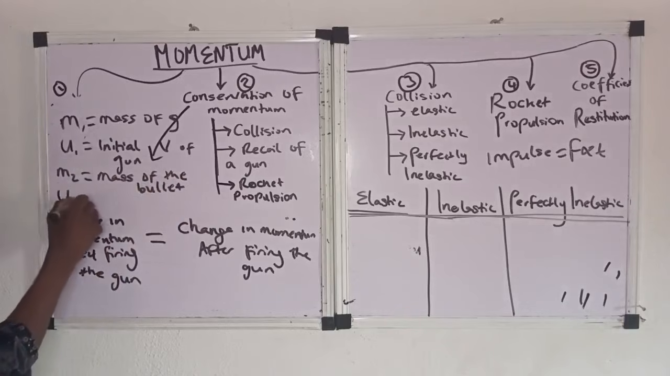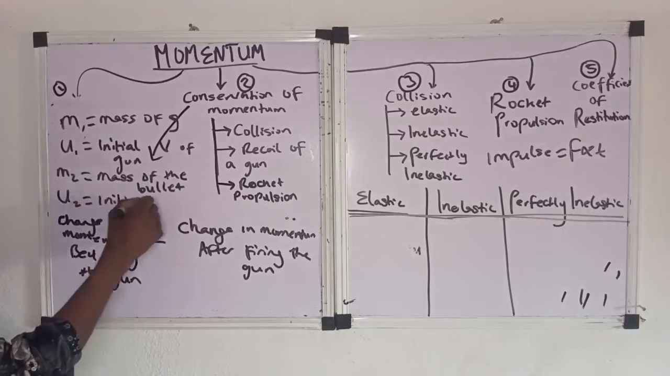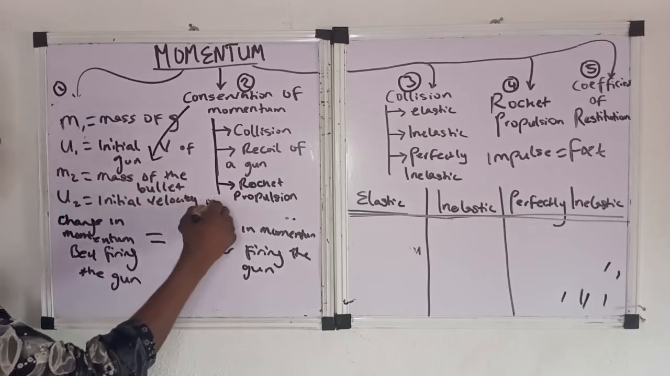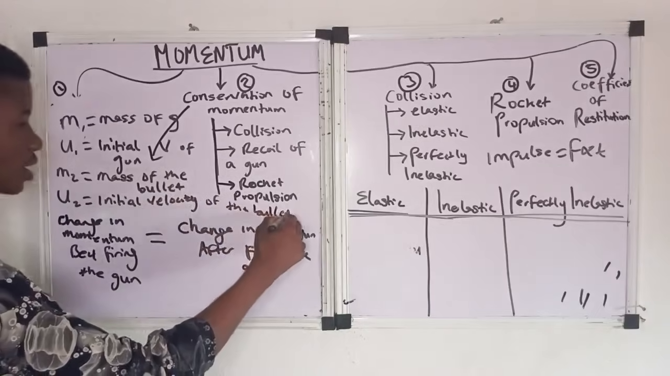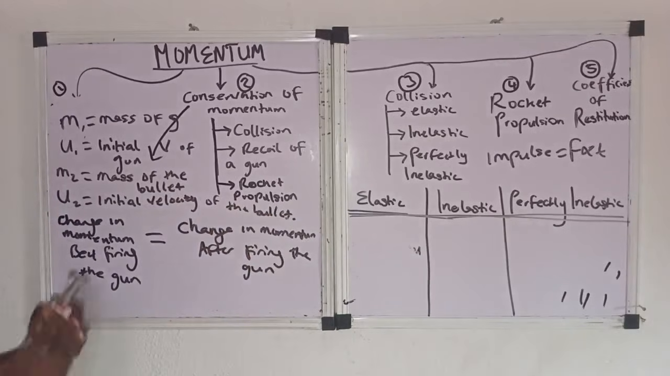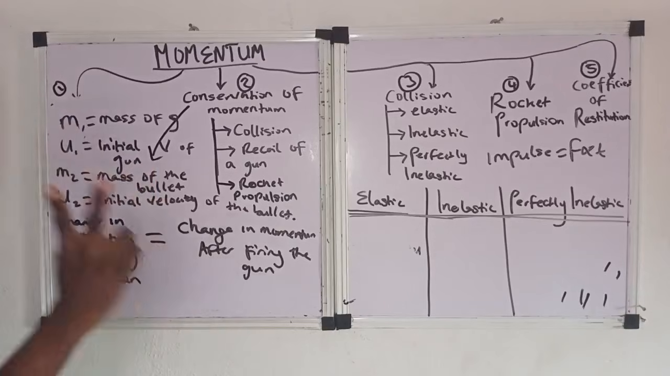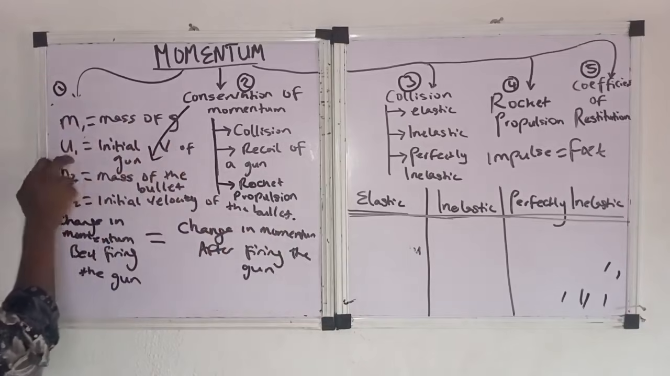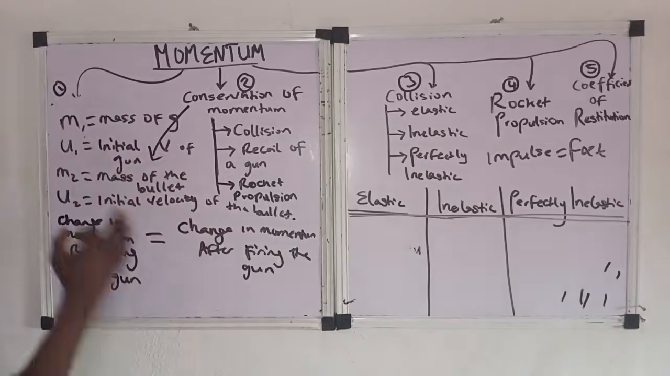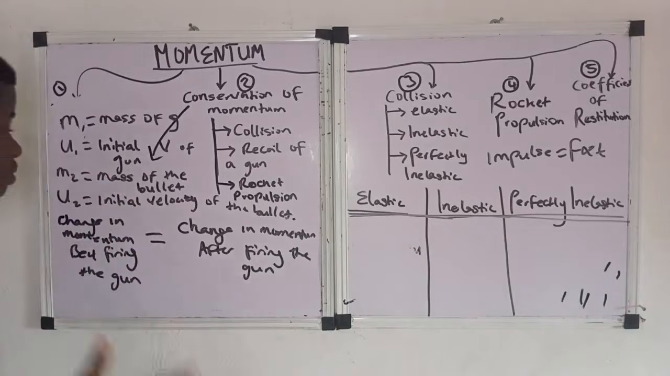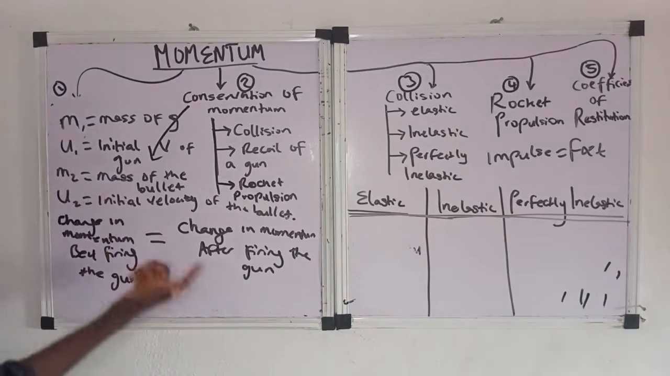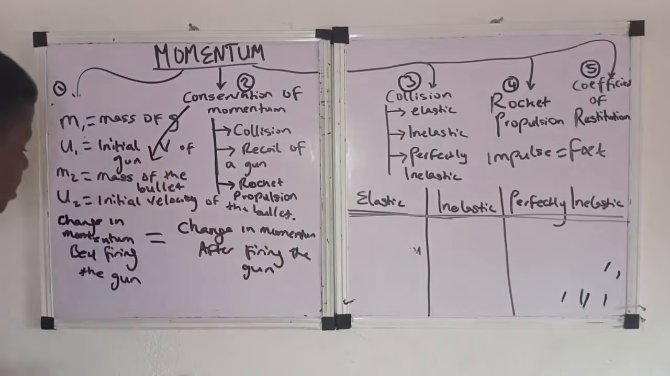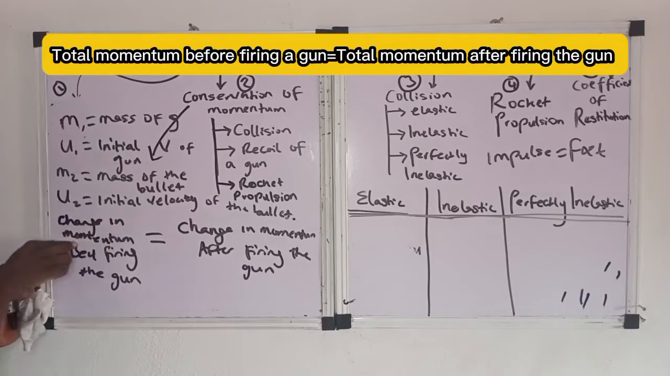Then u2 as well, the initial velocity of the bullet, okay. So let's take M1 to be mass. Since we are dealing with two bodies, the gun and the bullet, take M1 to be the mass of the gun, U1 to be the initial velocity of the gun, then M2 to be the mass of the bullet, then U2 to be the initial velocity of the bullet, right? Yes. Now change in momentum.